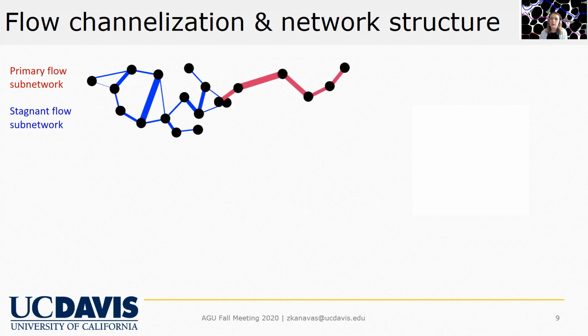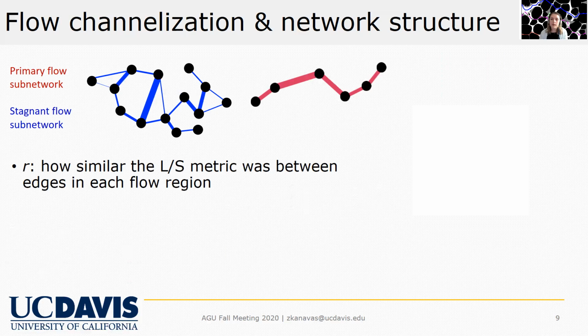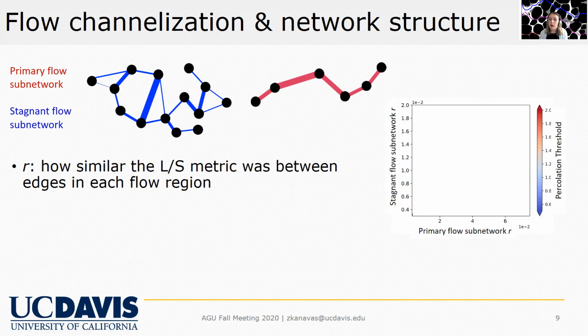This created two subnetworks. In each subnetwork, we were interested in how structurally similar or ordered the edges were. Specifically, we explored how similar the L over S metric was between edges within each flow region, which we'll quantify with the symbol R here. Here, we have the R for the stagnant flow region plotted against the R for the primary flow region. Color indicates the percolation threshold.